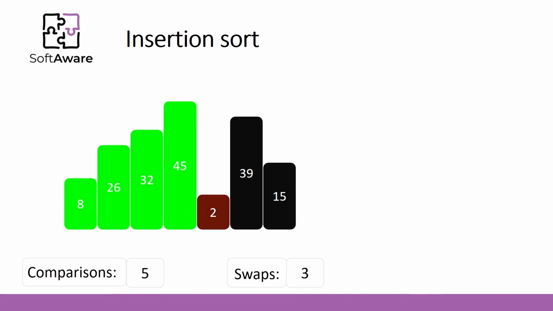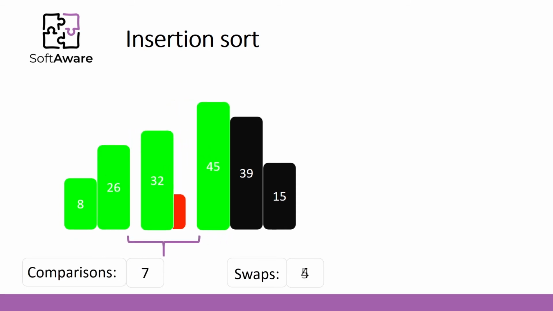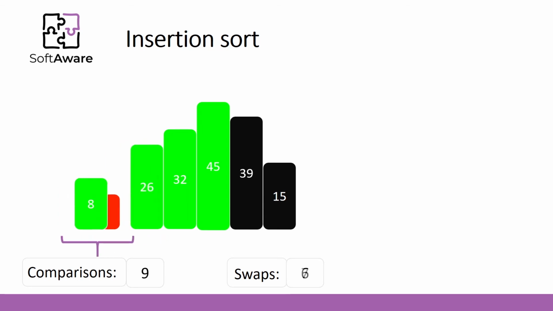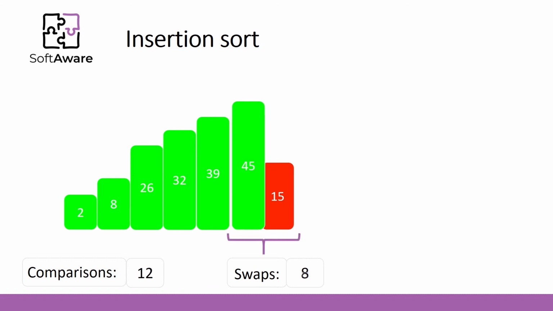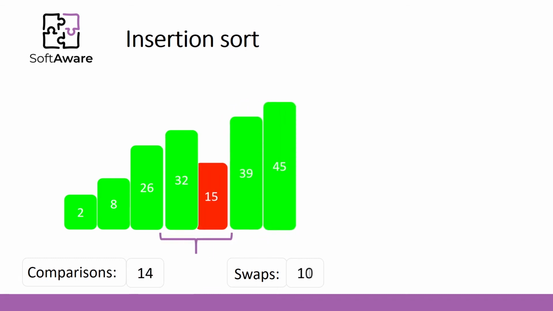We repeat the same steps until all elements are marked as sorted. As you may notice, insertion sort made fewer comparisons than selection sort, but even 12 swaps instead of 2.